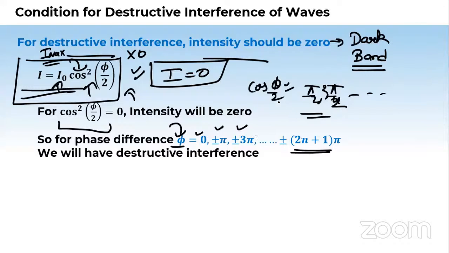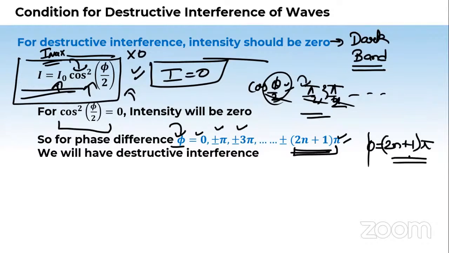So finally we'll get phi by 2 compared with these values, and 2 and 2 will cancel. At last we get this general value: when the phase difference between the two waves is equal to (2n plus 1) pi, then this will be the condition of destructive interference.